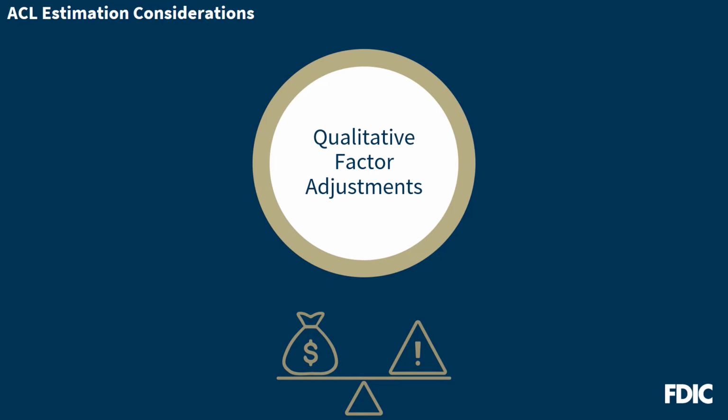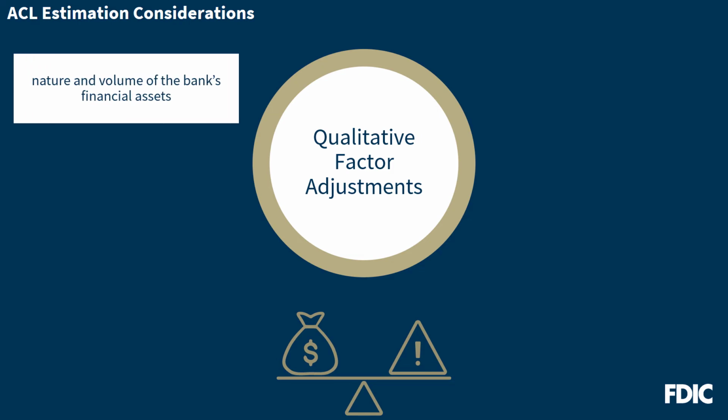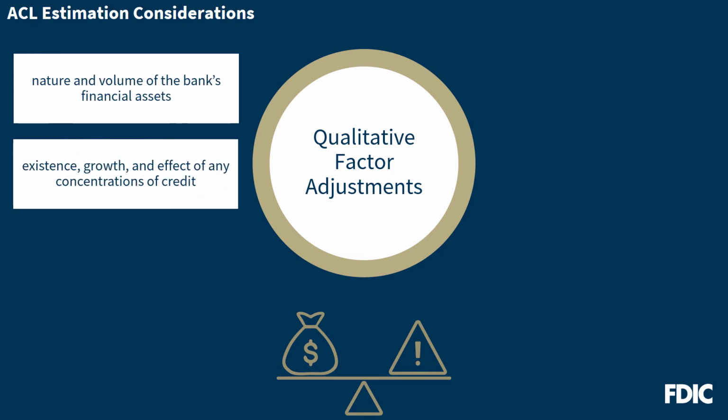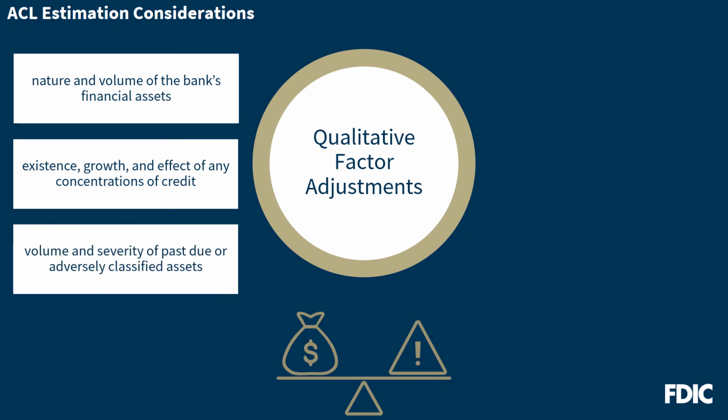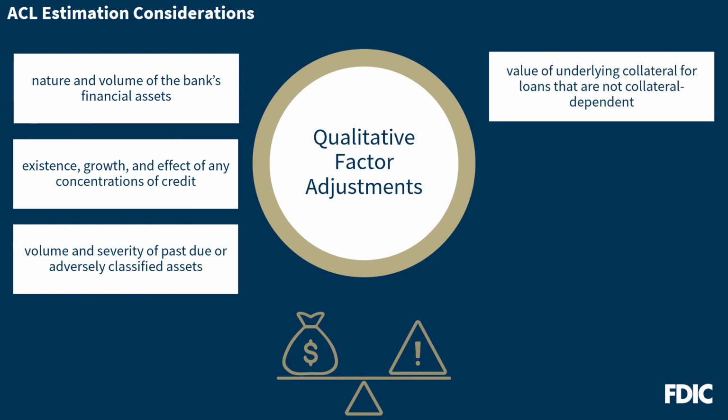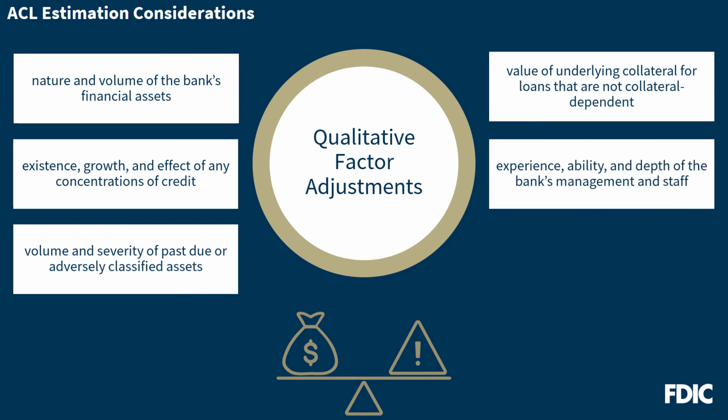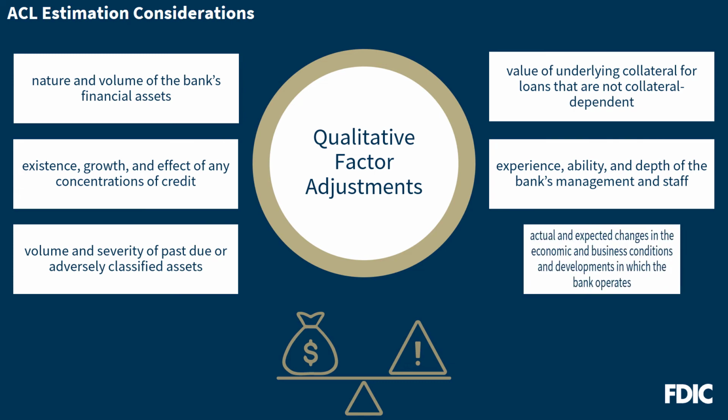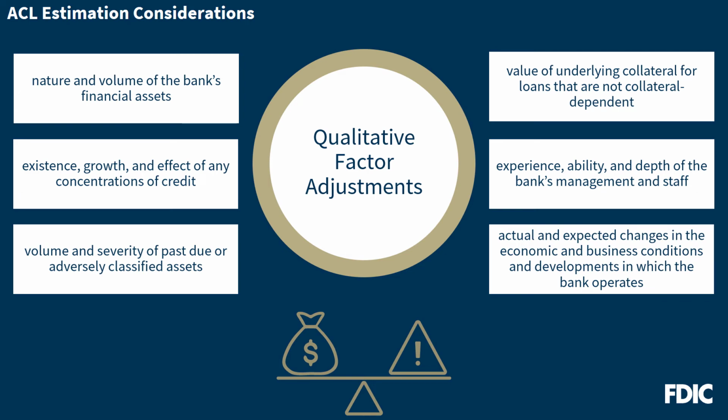Some of the qualitative factors that management may consider include the nature and volume of the bank's financial assets, the existence, growth, and effect of any concentrations of credit, the volume and severity of past due or adversely classified assets, the value of underlying collateral for loans that are not collateral dependent, the experience, ability, and depth of the bank's lending, investment, collection, and other relevant management and staff, and actual and expected changes in international, national, regional, and local economic and business conditions and developments in which the bank operates. No matter what methods bank management uses, qualitative factors would be a part of ACL estimation.